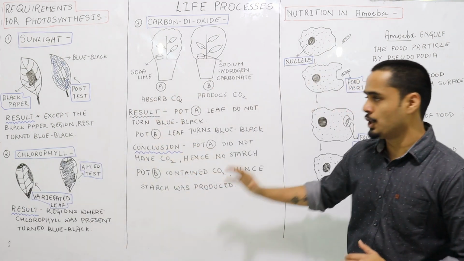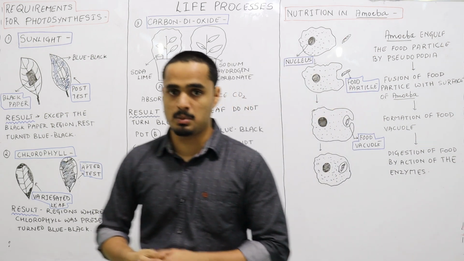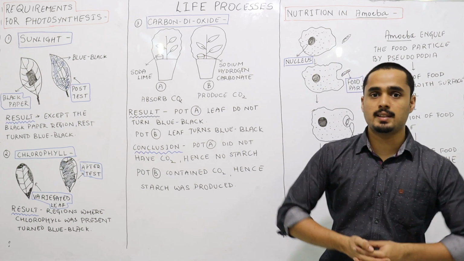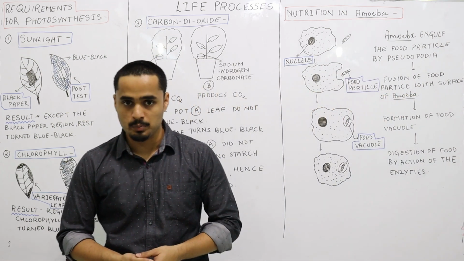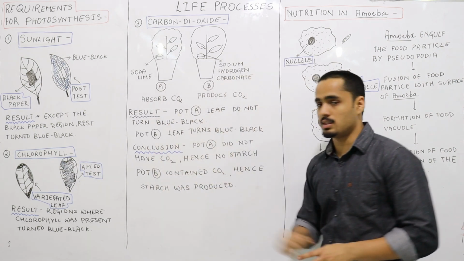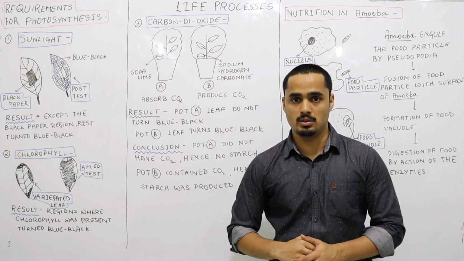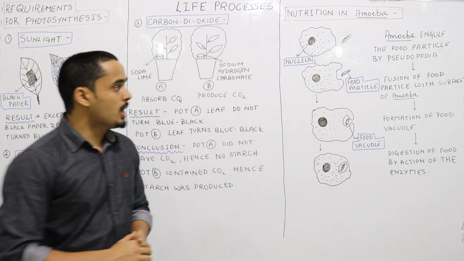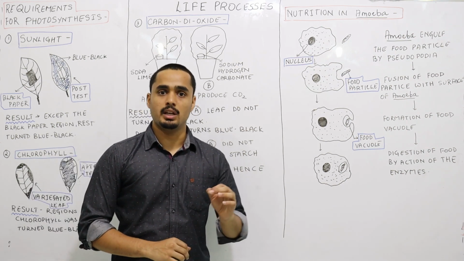And with these conclusions, now we have the equation of photosynthesis, that is nothing but 6CO2 plus 12H2O, that gives rise to C6H12O6 plus 6H2O plus 6O2. So thanks to the contributions of the scientists, now we know what the requirements for photosynthesis are. Clear? Now, the next concept that we are going to focus on is nutrition in animals.